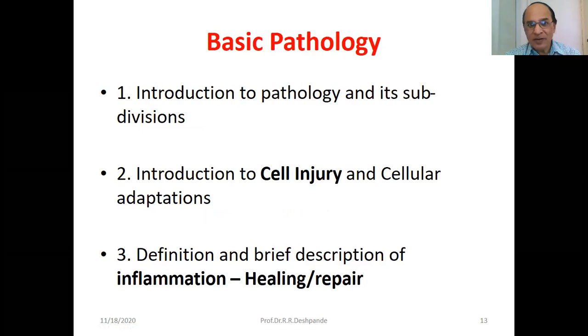Basic pathology, modern part. Introduction to pathology and its subdivisions. Introduction to cell injury and cellular adaptations. Definition and brief description of inflammation. Healing and repair. How you can identify inflammation? Rubor, calor, dolor. Rubor means red color, R-U-B-O-R, red color. Dolor. What is dolor? Pain. Calor, temperature is high. So you can immediately diagnose the inflammation.